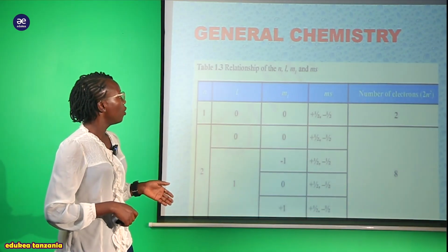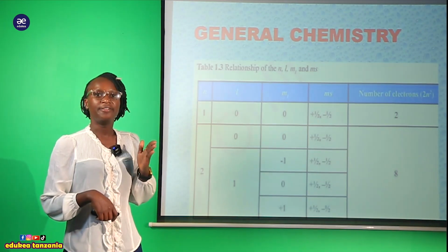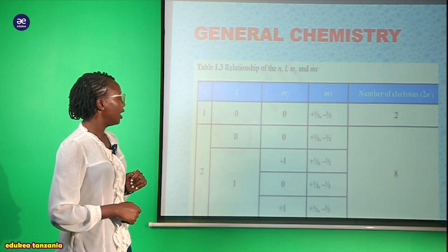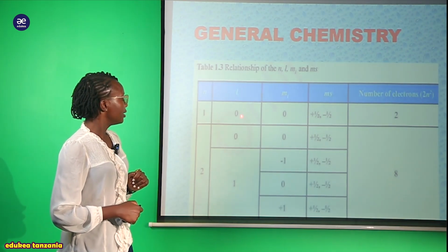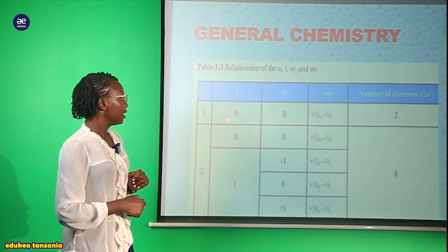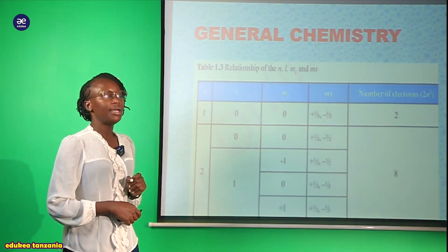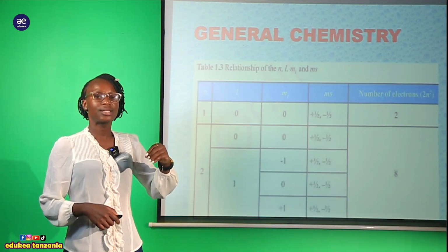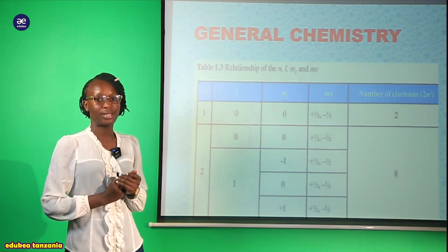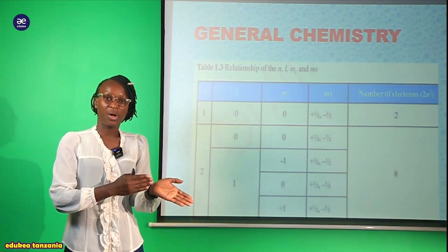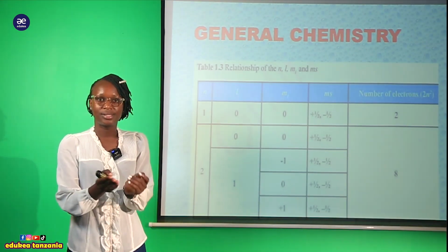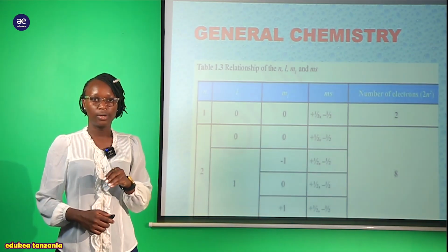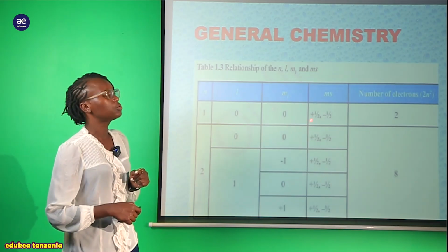That's why you can see now, because n is 1, therefore the value of L will be equal to 0. You see? Now when we come to ML, we said that ML can start from the negative sign. That means it starts from negative 1 to positive 1, but through what? 0 there. Now if n is 1 but L is 0, this means that ML also will be equal to 0.